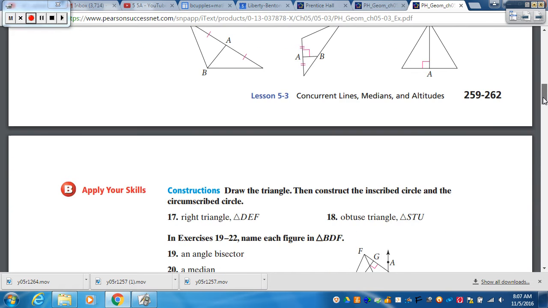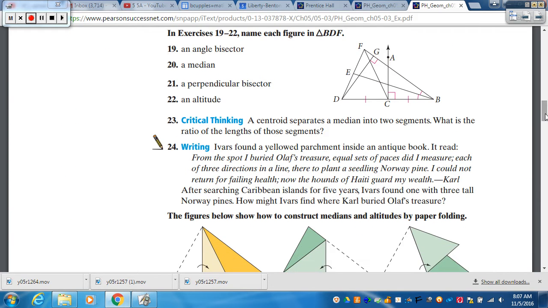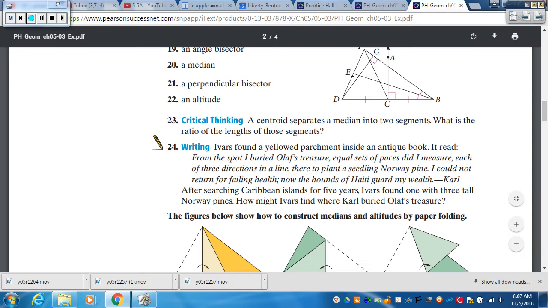Numbers 19 to 21. The picture is pretty busy. In fact, your review will look kind of like this. Your test will not, but your test, remember, is going to be all pictures as far as the vocabulary is concerned. So as we look at this, number 19, identify the angle bisector.